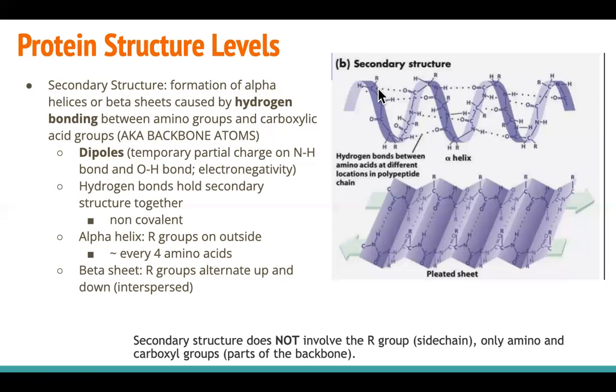And then for beta sheets, your R groups are alternating up and down. They're never going to be right side by side. So you can see this one's up, this one's down, this one's up, this one's down. And that's to avoid what's called steric hindrance, which is basically when you have big things next to each other, they don't want to be next to each other. They're going to repel. So just to avoid that hassle, they alternate up and down so that each R group has enough space for itself.